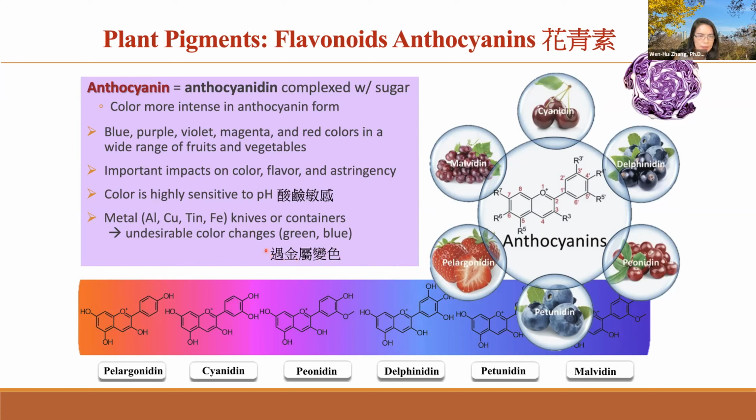Anthocyanins also have this characteristic: when they meet metal, like when we use metal knives or containers, there will be undesirable color changes. It turns the red-purple into green and bluish. So try not to use metal utensils or containers for the colorful fruits and vegetables, especially during heating and storage.